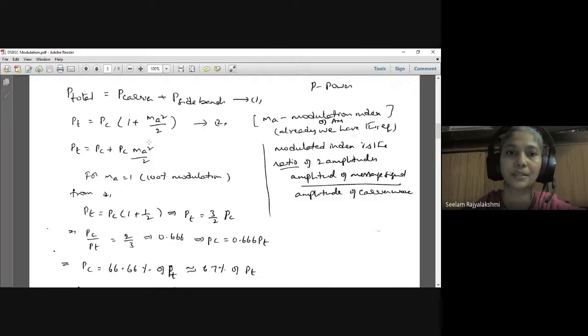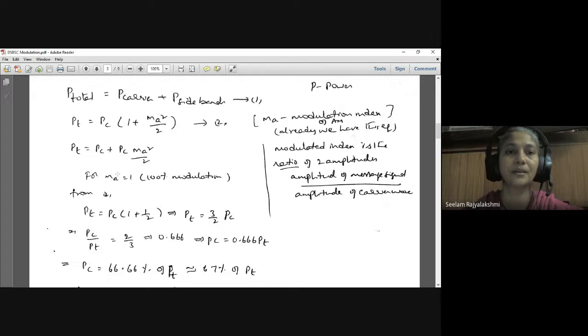Already we have discussed this equation. What is the meaning of modulation index? The modulation index is the ratio of two amplitudes: the amplitude of the message signal to the amplitude of the carrier wave. This is the amplitude modulation index, represented with m a. If you multiply Pc with these two terms, we obtain Pt equals Pc plus Pc m a square by 2.